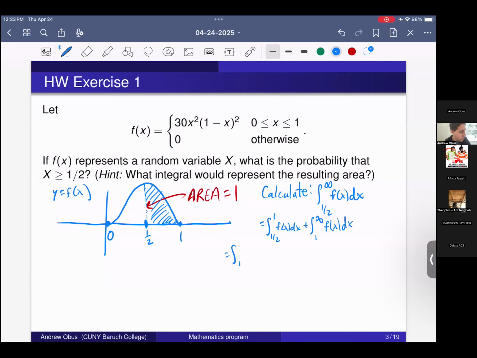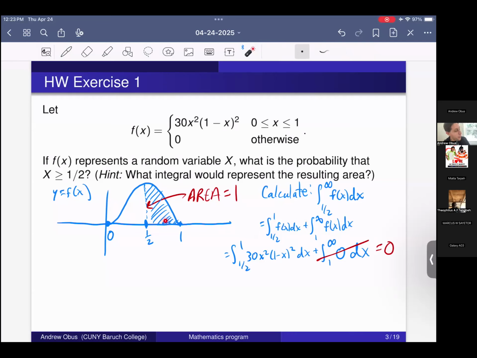But this is the integral from 1/2 to 1 of, now I'm just going to write down what the function is, 30 times x squared times (1 minus x) squared dx. And then plus the integral from 1 to infinity. Well, between 1 and infinity, f is just 0, right? It's 0 whenever x is bigger than 1, so it's the integral of 0 dx, and the integral of 0 is just 0. This disappears. So what the problem is really asking is for us to compute this integral.